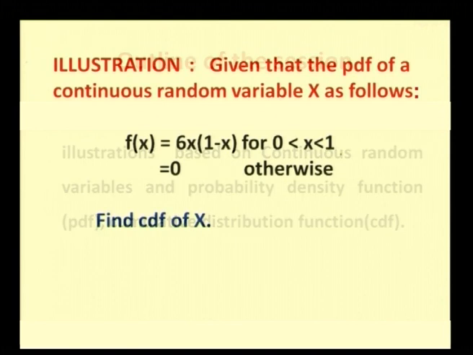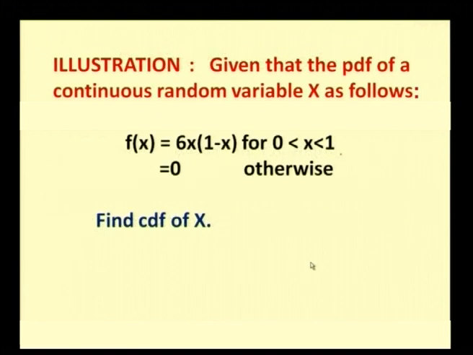Now, the first illustration is given a PDF of a continuous random variable x as f of x is equal to 6x into 1 minus x for 0 less than x less than 1, is equal to 0 otherwise. You are asked to find out the CDF of x. You are given the probability density function PDF and you are asked to find out the CDF. We have to see the relationship between PDF and CDF of x.